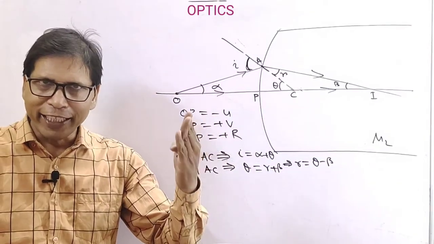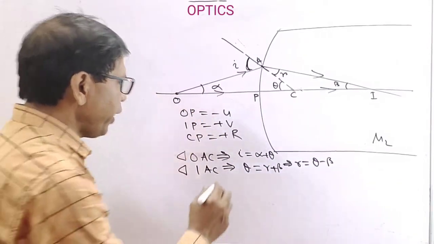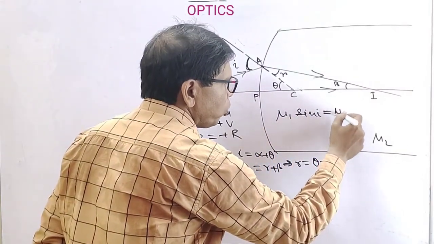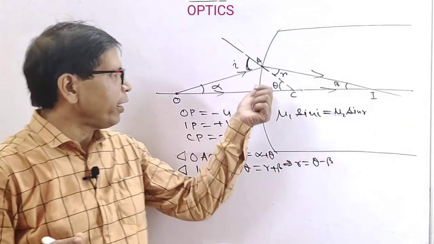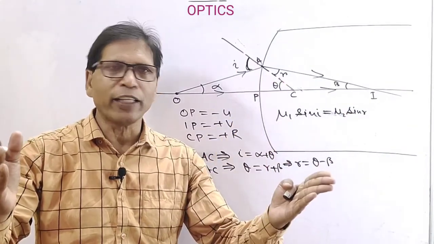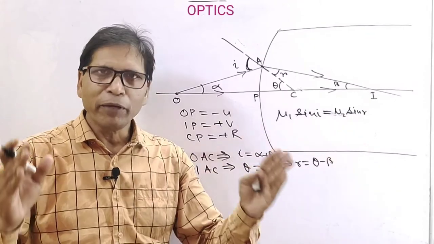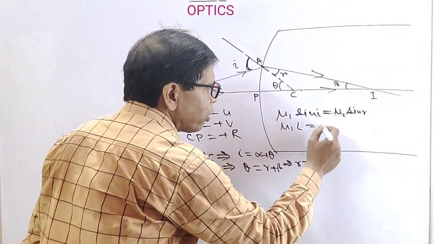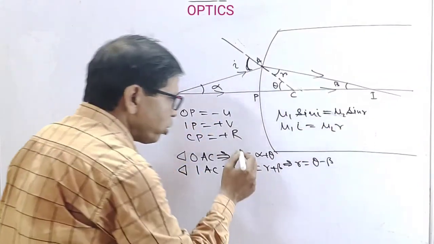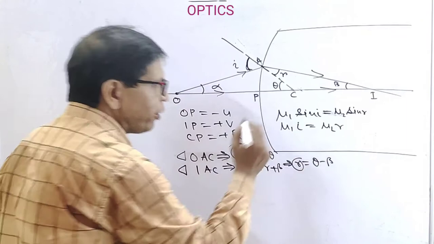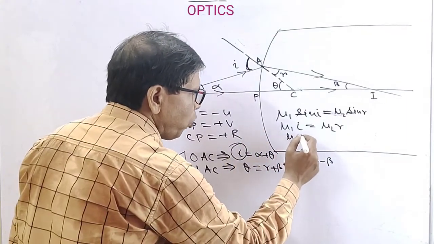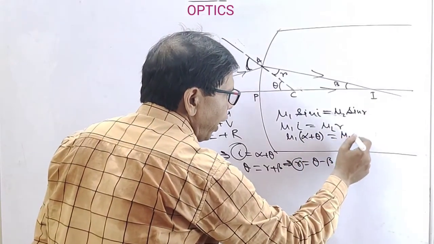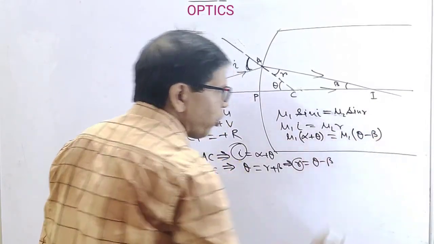Now, applying generalized Snell's law, we get μ1 sin i = μ2 sin r. Look at this, A and P are very close to each other, so i and r are very, very small. So μ1 i = μ2 r. Now put the values of i and r in this equation. We get μ1 i means α + θ and μ2 r means θ − β, okay?